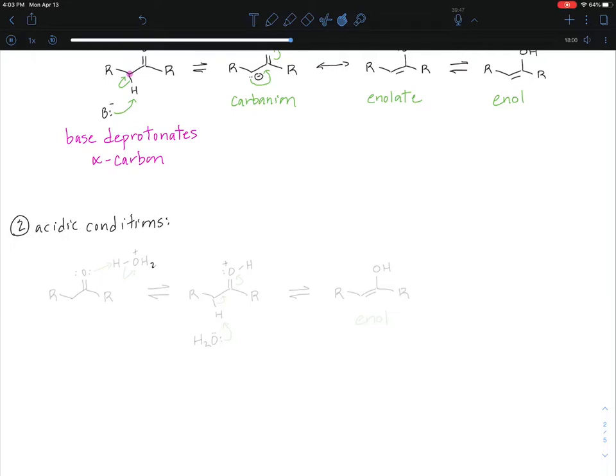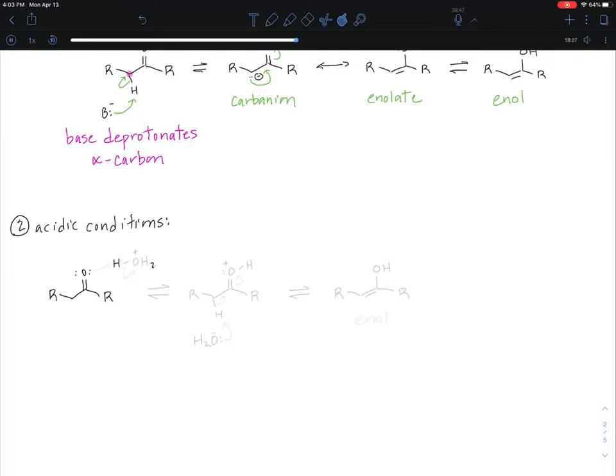Where you're going to protonate the oxygen of the carbonyl in the keto tautomer. And then water is going to remove a proton from the alpha carbon, forming the enol. So this is going to be pretty similar. It's just instead of taking the hydrogen first, as under basic conditions, we're going to protonate the carbonyl, just like we're activating the carbonyl, right?